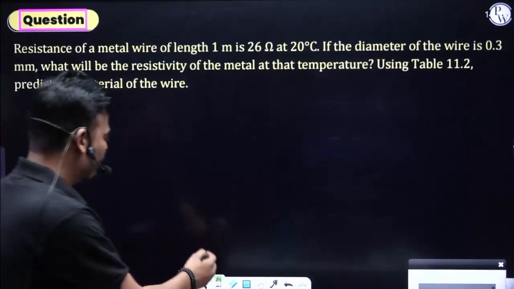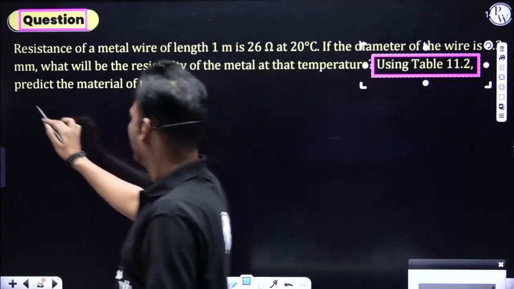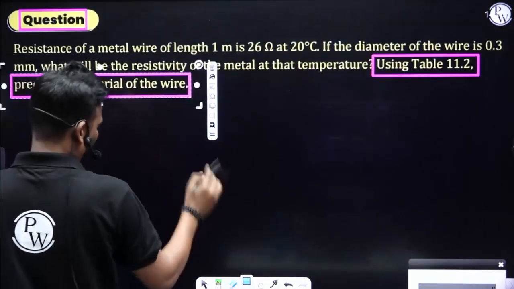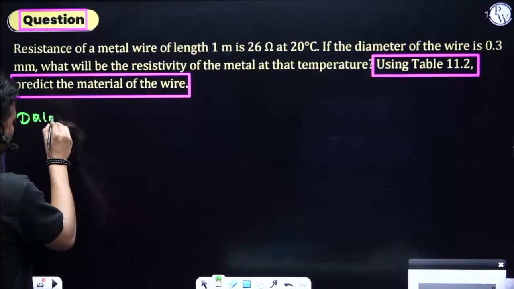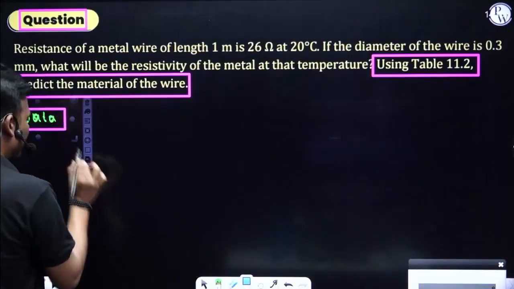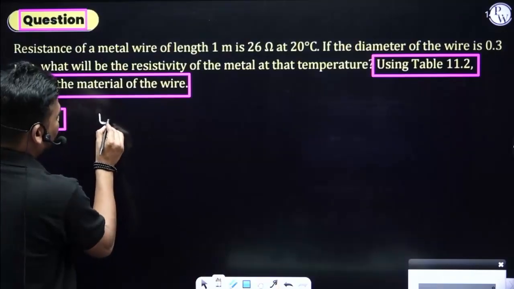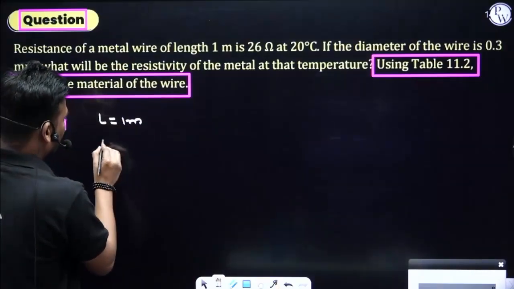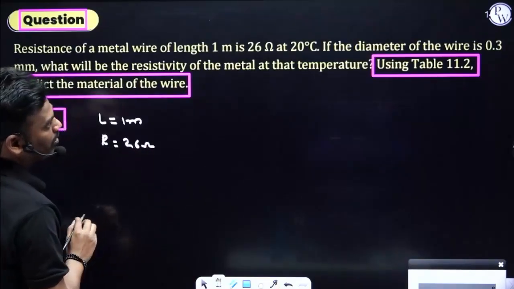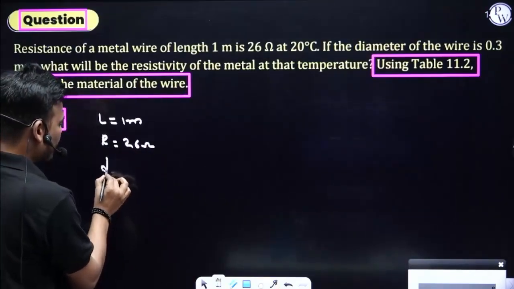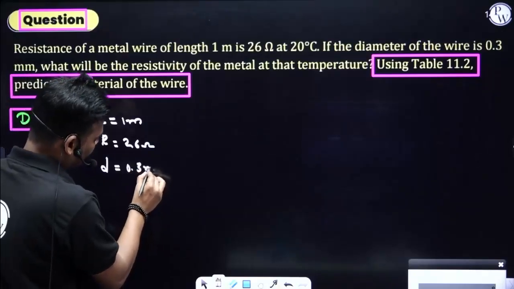The table we do not have. Fine. Now, according to the question, first write down the data. The length of the conductor is 1 meter, the resistance of the conductor is 26 ohm, and the diameter D is 0.3 millimeter.